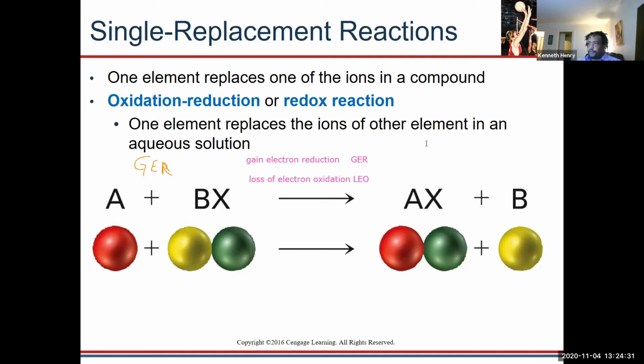I think I missed the first word that you said. Is GER a prefix for a certain word? Is there a word for gaining the electron, or is it just GER? That's how I remember it personally. But what does GER stand for? Gain of electron. Oh, okay, got it.